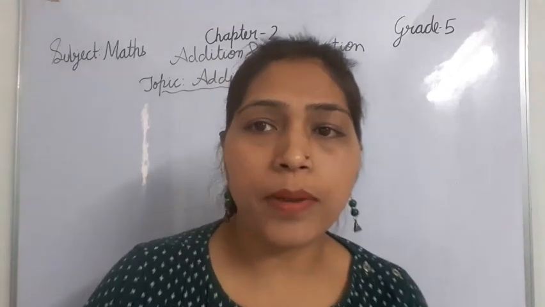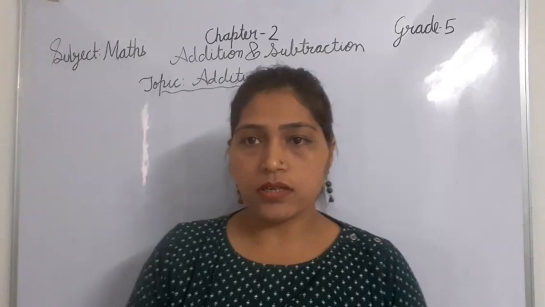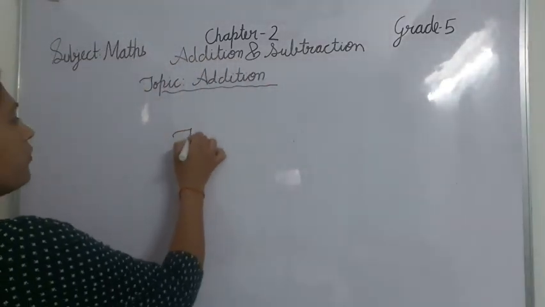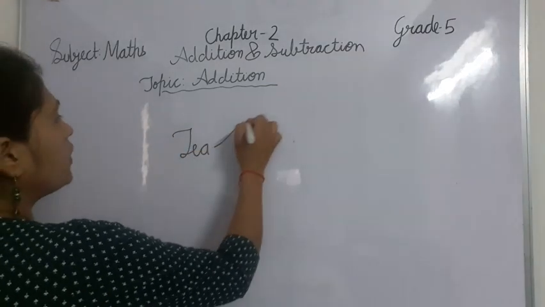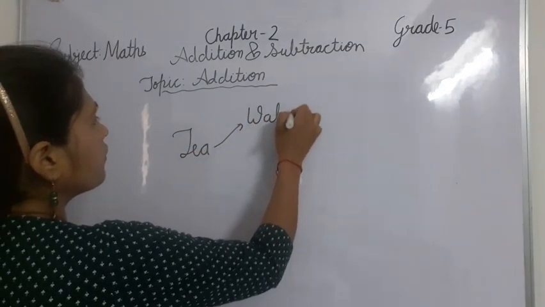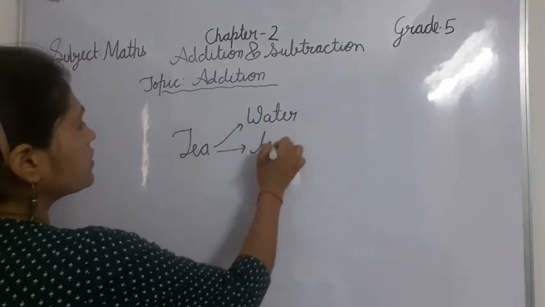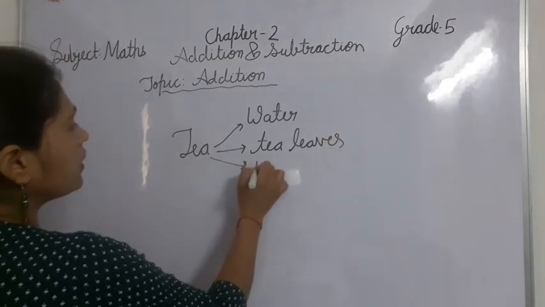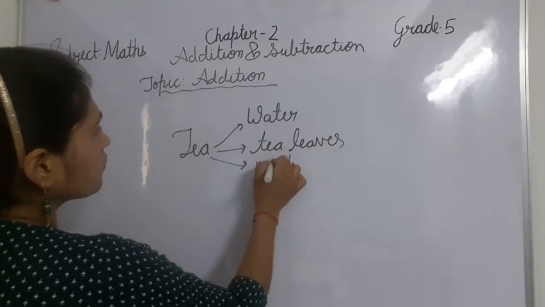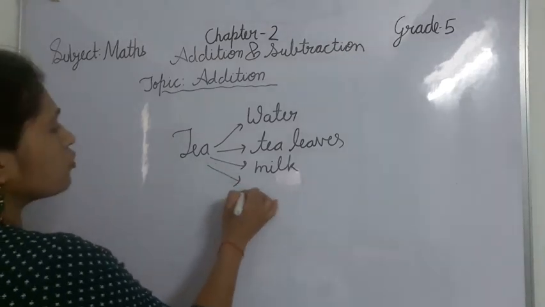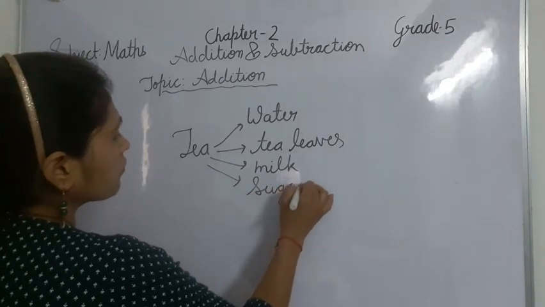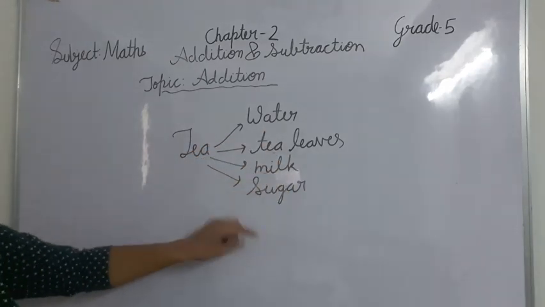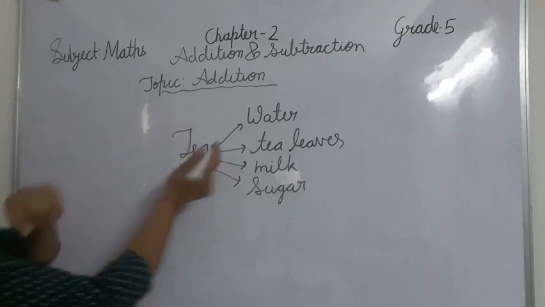One nice example from our daily life: if you want to make tea, what ingredients will you use? You will use water, tea leaves, milk, and you will use sugar also. So when you combine water, tea leaves, milk and sugar, you will get tea.